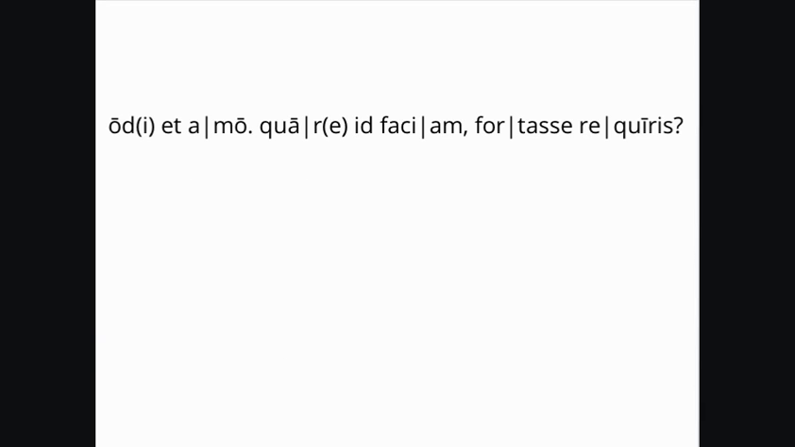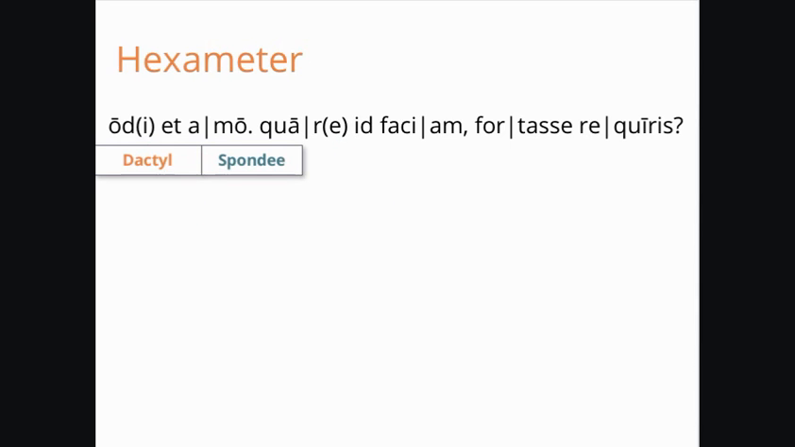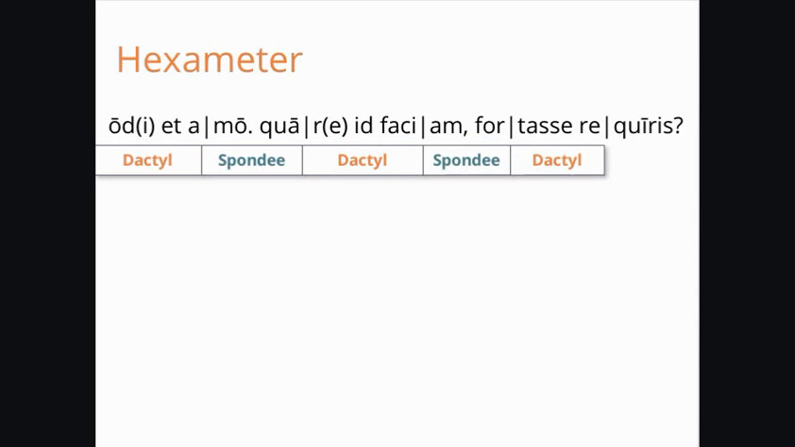The first line is standard hexameter. Note the elision between odi and et, and quare and id. Its first 5 feet are dactyl, spondee, dactyl, spondee, dactyl.